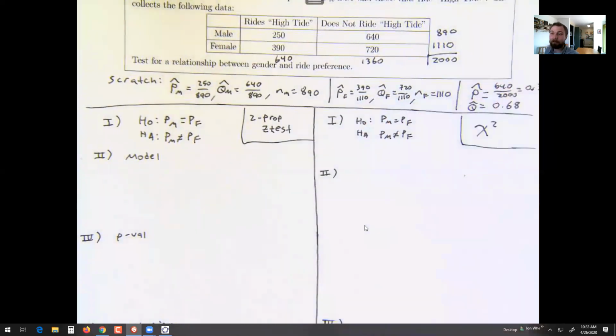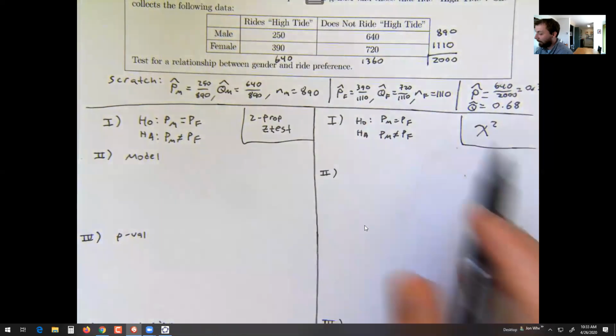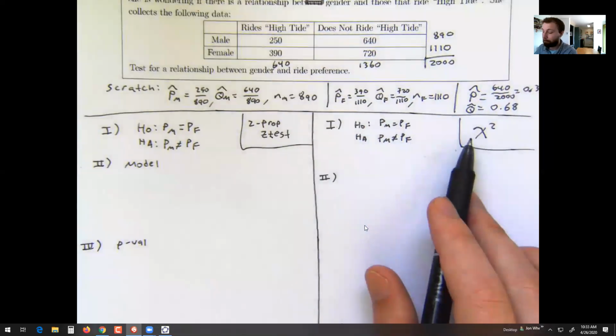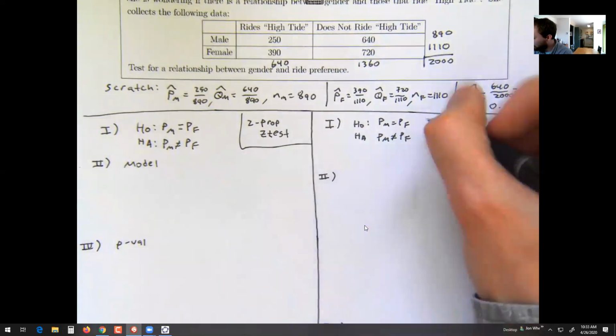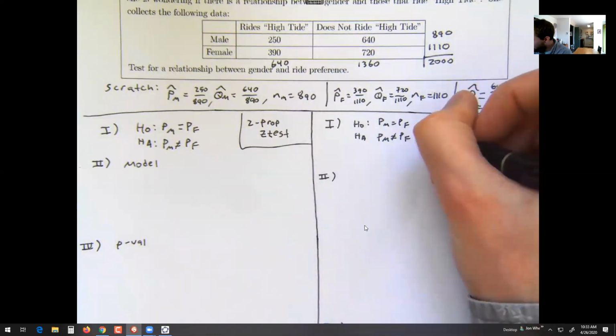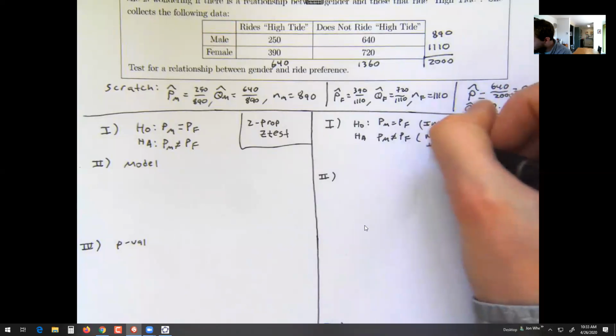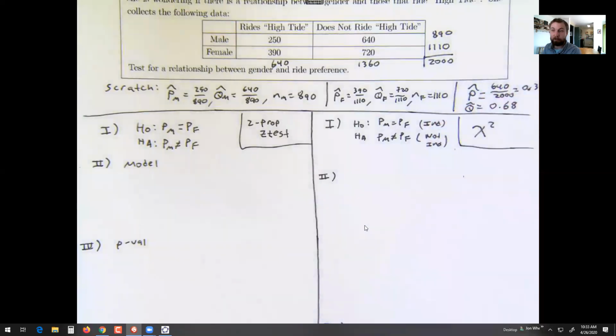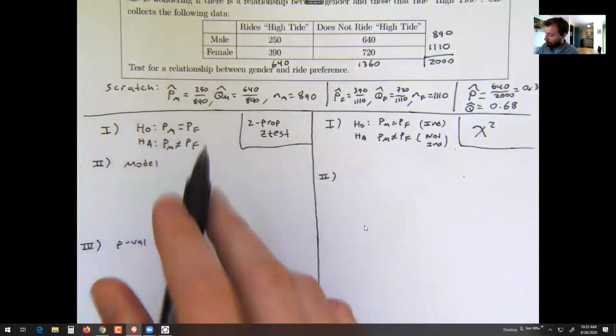I'm going to write down the null and alternative hypothesis the same way on each of these. Usually I write down the null and alternative in words when I'm working with a chi-squared test of independence, but that's okay. The null hypothesis would represent that it is independent, that there's no relationship. The alternative would be that it's not independent, that there is a relationship. So that's how I usually write it. Okay, we're going to do the 2-prop z-test first.